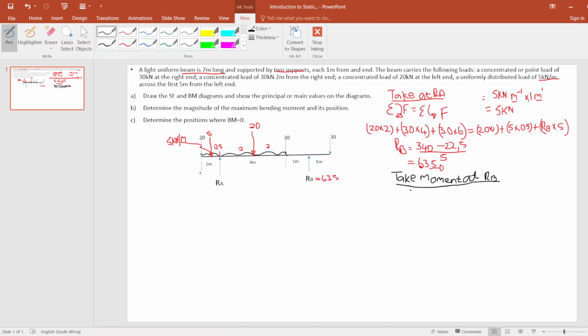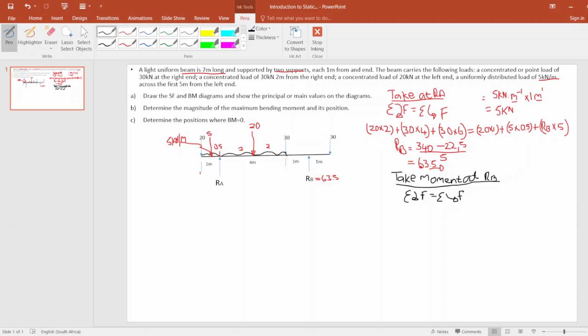We therefore have to determine from RB which forces are rotating clockwise and which forces are rotating anti-clockwise. If this is where we have taken moment, we are able to determine the rotation of this force. This force is rotating clockwise, RA is rotating clockwise. Then the anti-clockwise that we have, it is this 30, 25, and that one, and the 20. Let's start with the clockwise forces.